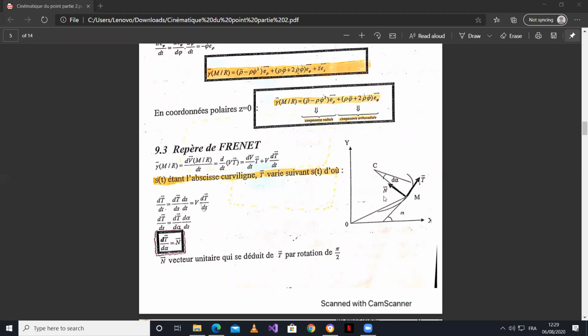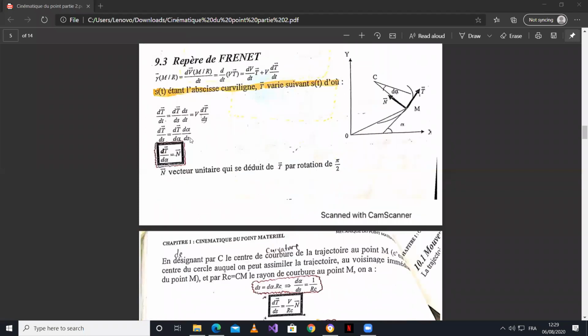They are at 90 degrees to each other. That's why we have t over alpha being equal to n. Now we deal with alpha over s, and I told you that we are going to work with this sector.